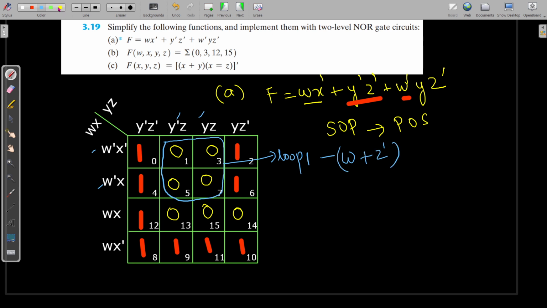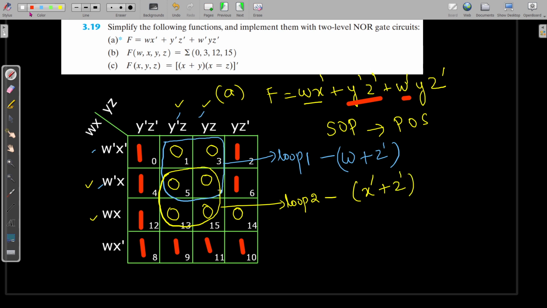Then we go for loop 2. Loop 2 covers 5, 7, 13, 15. So this is our loop 2. For this we have these two as well as these two, isn't it? So w' w get cancelled and x is available, that should be written as x', and here this y' y is cancelled, so we get this as z'.